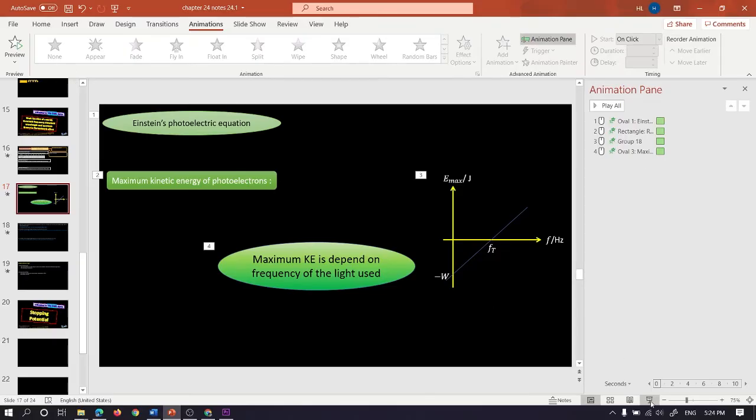So what is Einstein's photoelectric equation? From the previous slide, what is actually Einstein's photoelectric equation? We know that these photons will transfer the energy to the electron. Let's say your hf provided by the source, or the electromagnetic wave, is greater than the work function. When it's greater than the work function, this hf will have an extra energy.